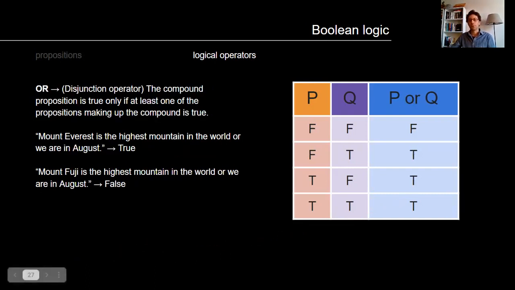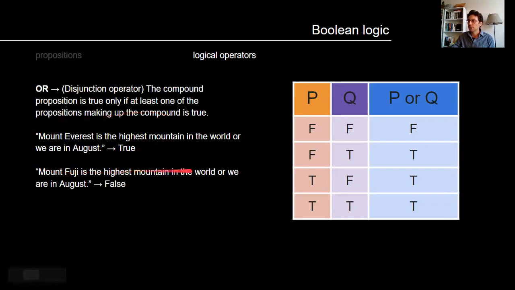Let me come to operator OR, the disjunction operator. In this case, the compound proposition is true if at least one of the propositions making up the compound is true. Look at the examples. Mount Everest is the highest mountain in the world, or we are in August. It's enough for one of the propositions that make up the compound proposition to be true for the compound proposition to be true, okay? Okay, here is my pointer.